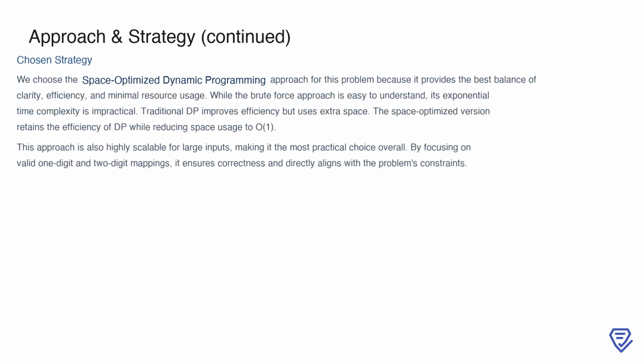The chosen strategy for this problem is the space-optimized dynamic programming approach. This method strikes the ideal balance between clarity, efficiency, and minimal resource usage. While the brute force approach is conceptually straightforward, its exponential time complexity makes it infeasible for large inputs. Traditional dynamic programming improves efficiency significantly but still requires additional space for the DP array. The space-optimized version eliminates this overhead by reducing the space requirement to O(1) while maintaining the linear time complexity.